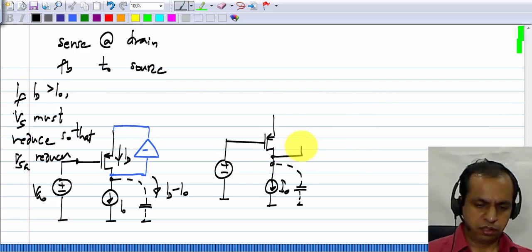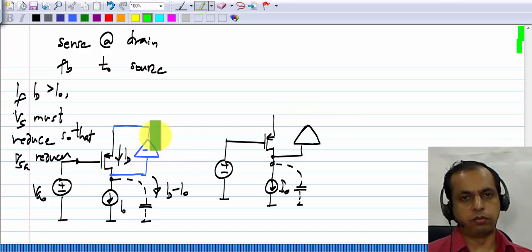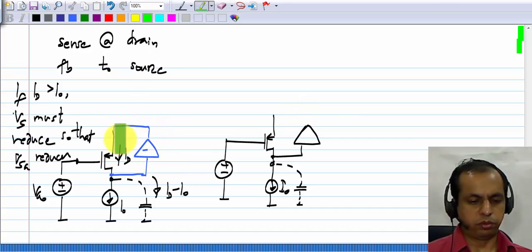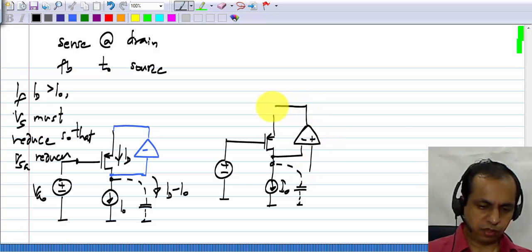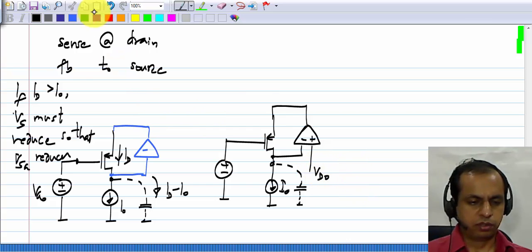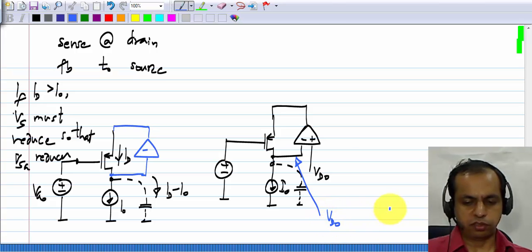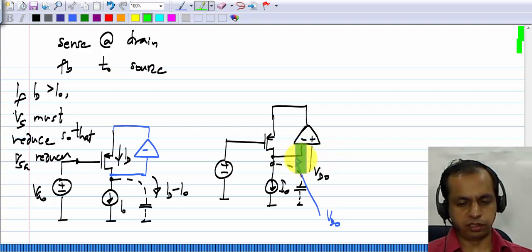Here, and the gain has to be inverting from the drain to source. So we have minus, plus, and we connect it that way. If I call this VD0, the voltage here will be VD0 in steady state, because the op amp, I am assuming it's an ideal op amp, has a virtual short between its input terminals, so this will be at VD0.